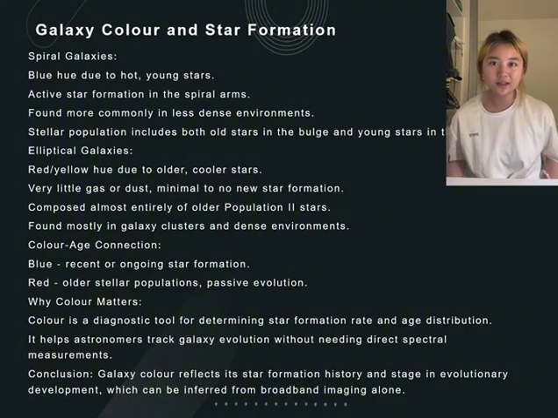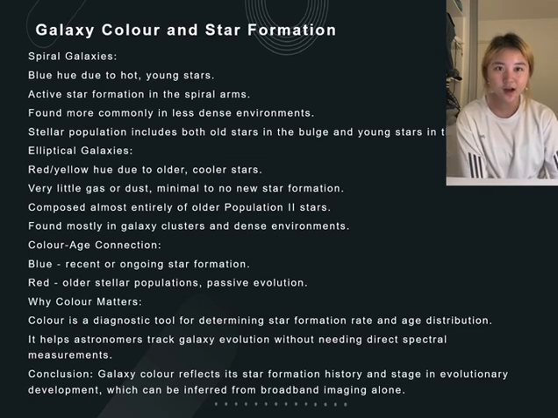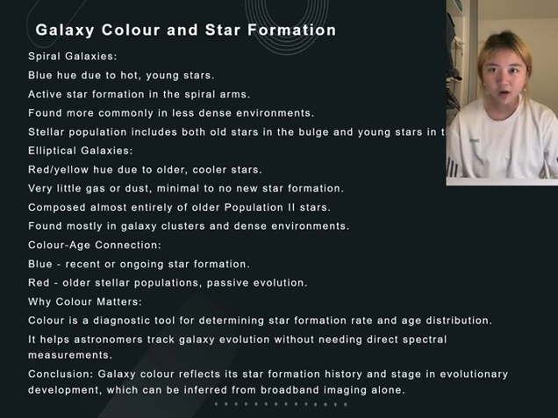Next, let's look at what a galaxy's color can reveal about its life cycle. One of the clearest indicators of a galaxy's activity is its color. Spiral galaxies are typically blue, which reflects ongoing star formation and the presence of hot young stars. These galaxies tend to be found in less dense environments where gas is still abundant.